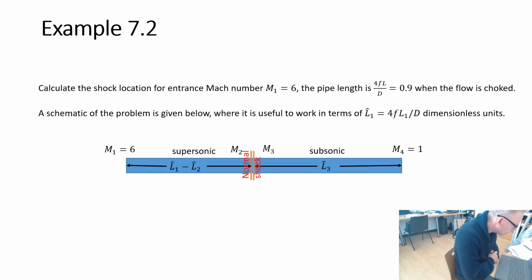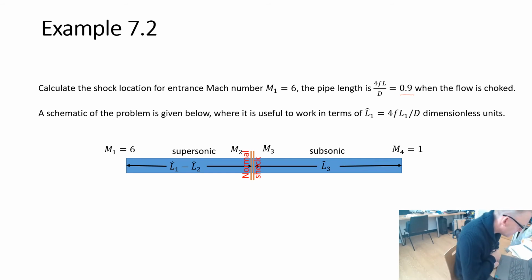Next one's a bit more complicated. I'm going to start off with a supersonic flow, and the pipe length in dimensionless form is 0.9. We're going to discover, when we have a look at the numbers very quickly, that the length is longer than it takes for the flow to become choked. And so, as we've discussed previously, the only way the flow can adapt is if there's a normal shock that sits somewhere between the inlet and the outlet.